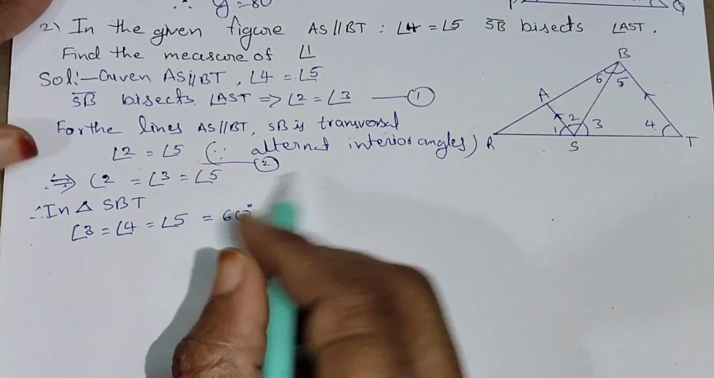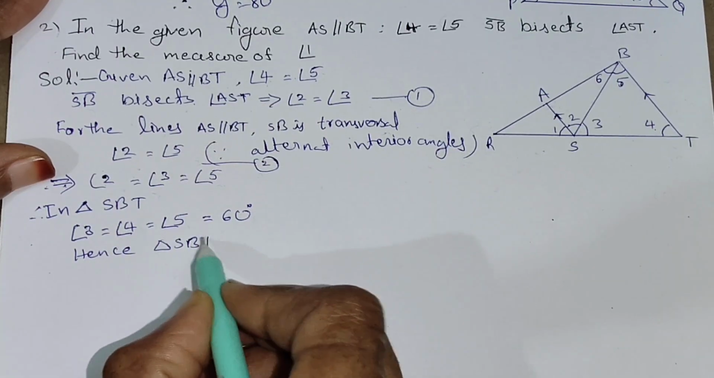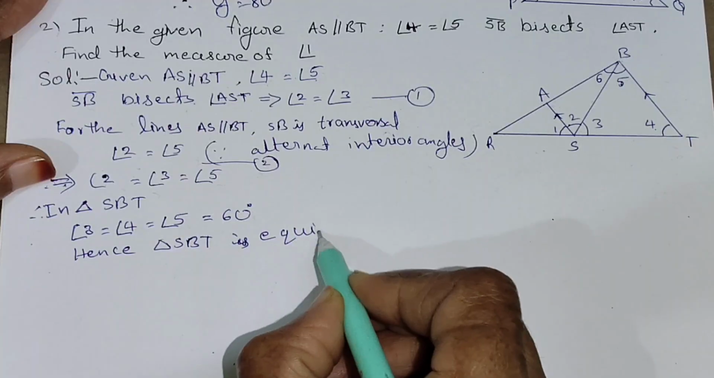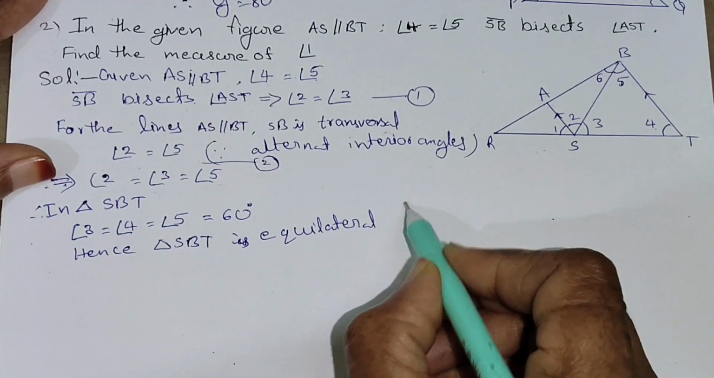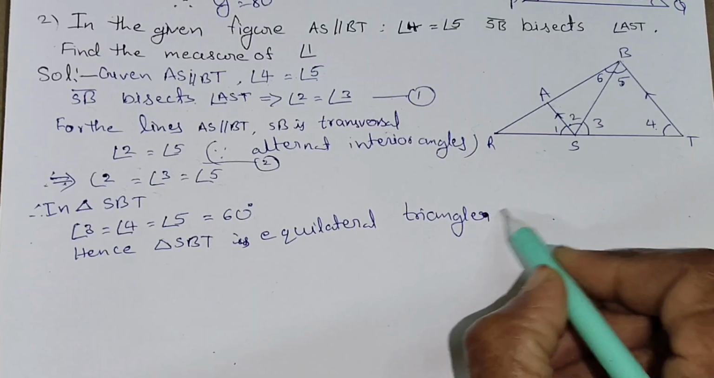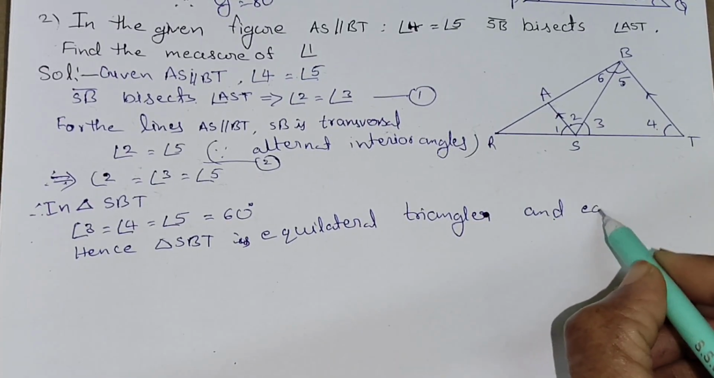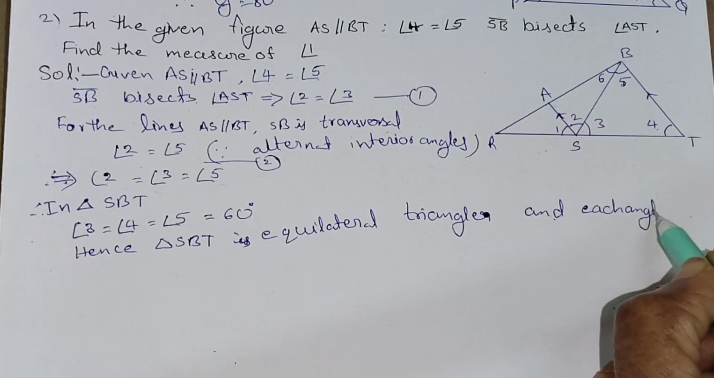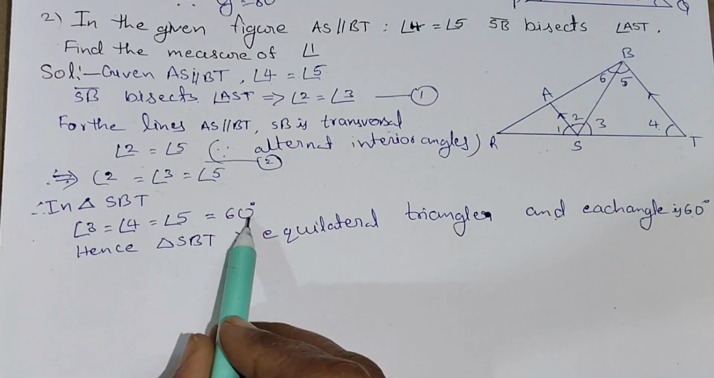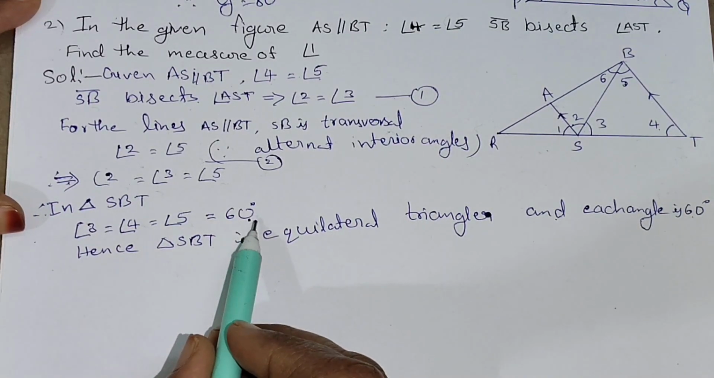So triangle SBT is an equilateral triangle and each of its angles is equal to 60 degrees. Each angle is 60 degrees, which means these three angles are 60 degrees.